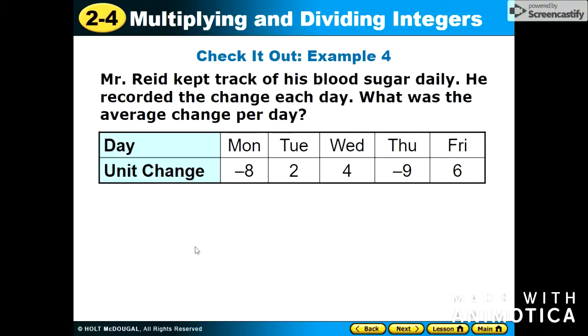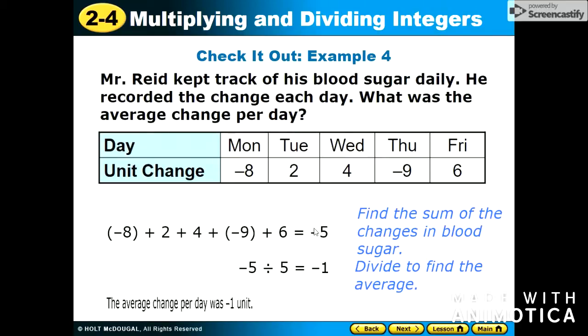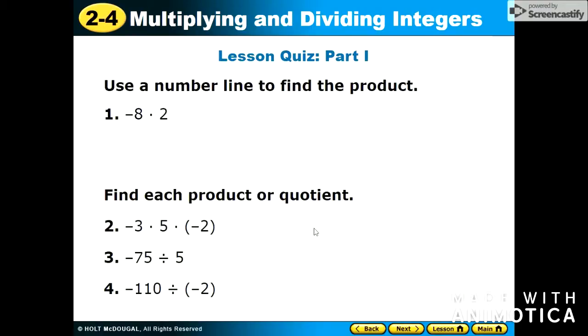Okay, pause the video for the last check it out. Hopefully you came up with negative 5 when you added all of these together, and then dividing that by 5 to find the average would be negative 1 for the day. Lastly, we'll end with the lesson quiz here, 1 through 4. Again, pause the video, try to see if you get these right. And our answers for 1, 2, 3, and 4 are as follows.